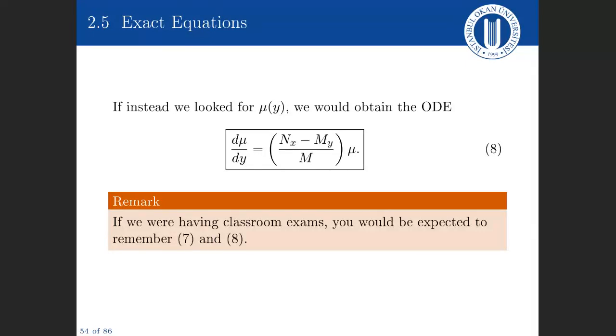If we did the same calculation, but instead of looking for mu of x, we were looking for mu of y, we would have a very similar equation. We would obtain d mu dy is (nx minus my) over m times mu. Now, because we're having classroom exams, you're going to be expected to remember equation 7 and equation 8.